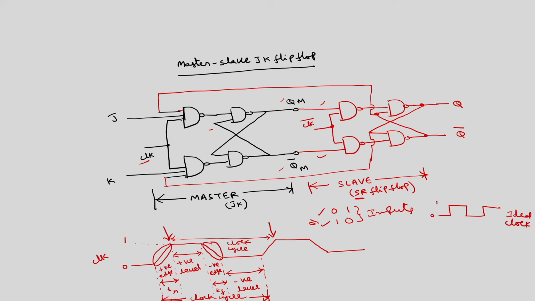So I want to demonstrate here that within this 1 clock period the output will change only once. So I will start with J equal to 1, K equal to 1 and Q equal to 0.